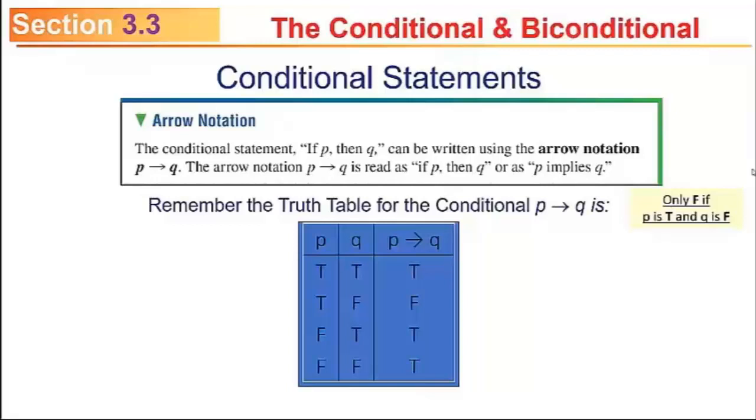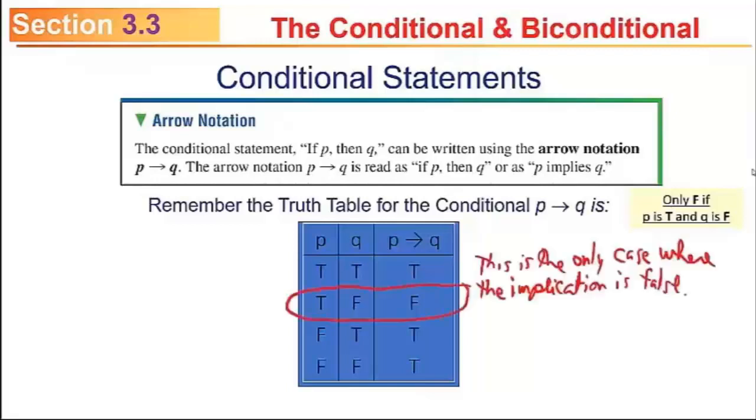And remember, the truth table for the conditional, it's only false if P is true and Q is false. Make sure you get that one right, because at least for me, that's the hardest one to remember. That's the only case where the implication is false.